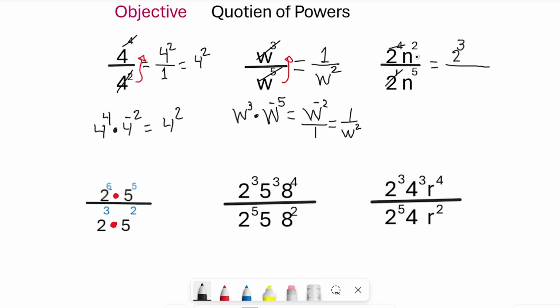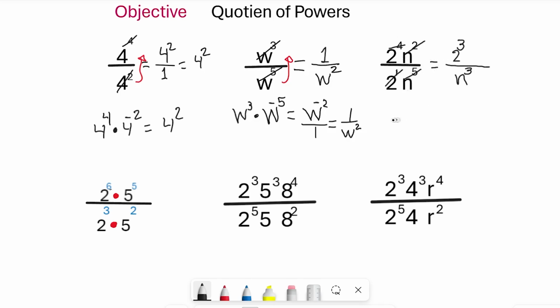Then look at the variable n. You have 2 factors on top. You have 2 of them. And the most that you can cancel will be 2. Out of 5, you cancel 2. And you end up with n to the third power. Okay, you see how easy this is?